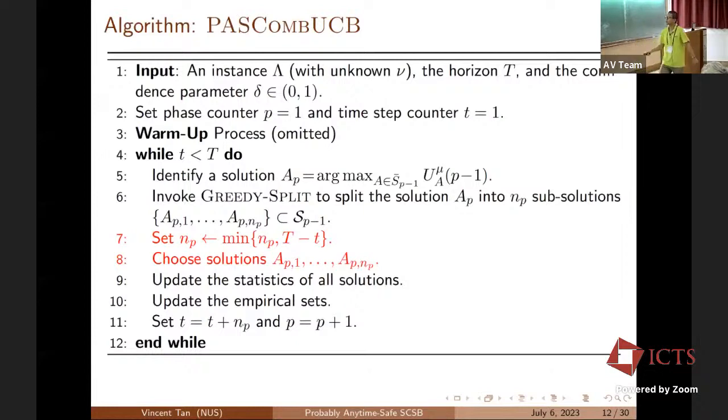All right, so we're going to choose or pool these solutions and update the statistics and update the empirical sets and update the counters, and so on. So we update the phase counter and we update the time step counter. All right, so within each phase, there could be many time steps, a total of NP time steps, because the solution AP is split into NP sub-solutions.